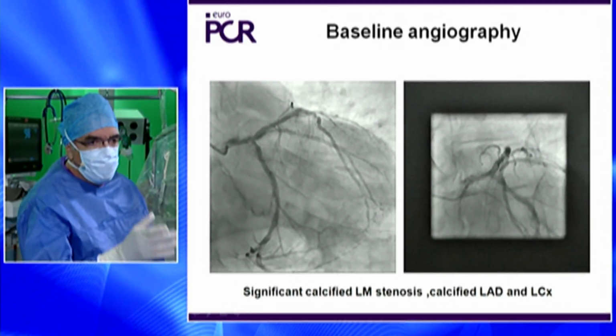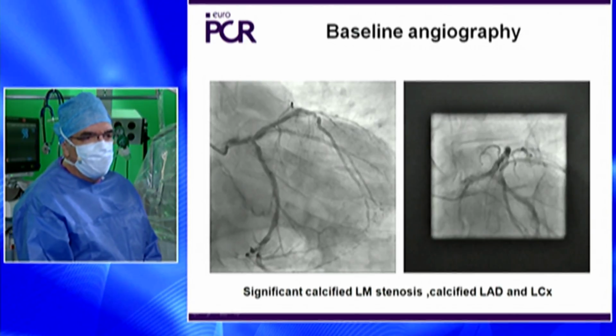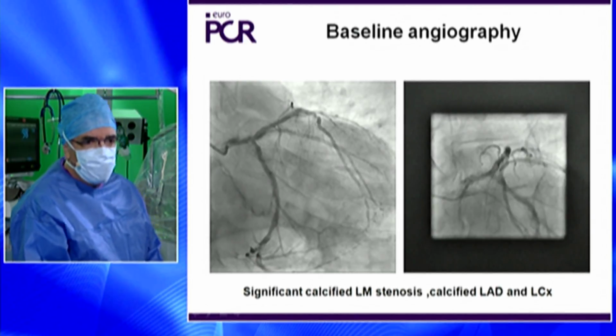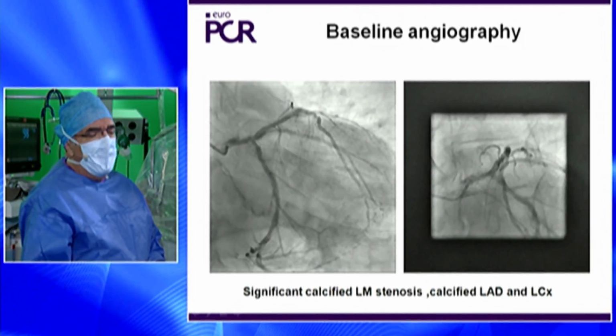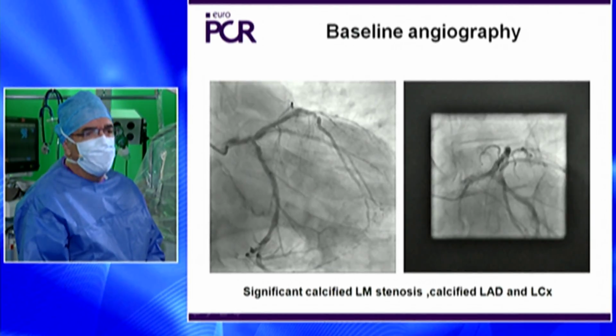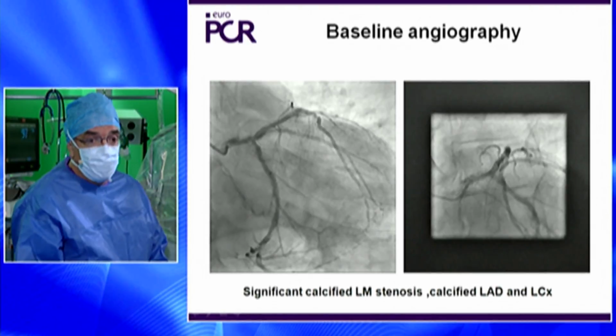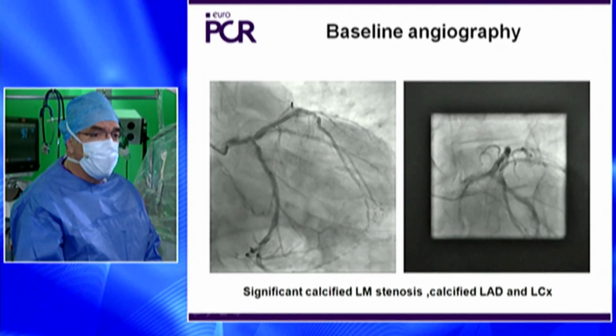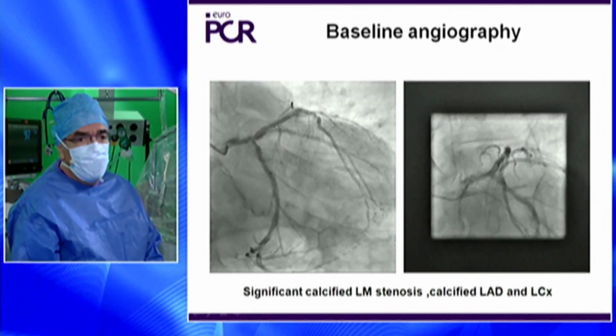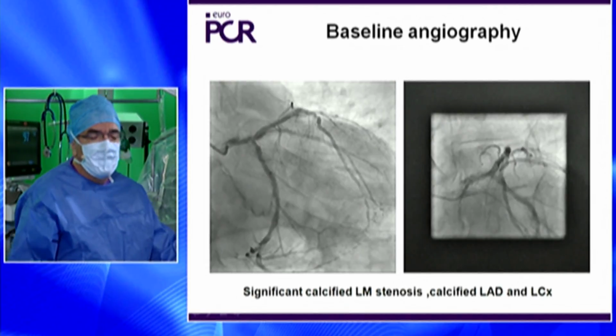They summarize the angiography, and there is a distal, complex, calcified left main lesion. The proximal LAD and the circumflex are diseased and calcified. It's a trifurcation.